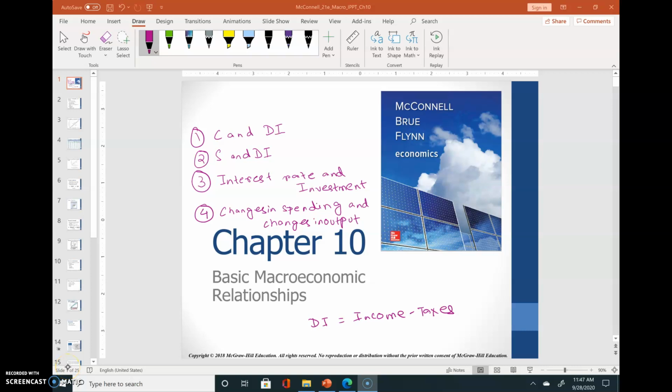Hey class, today we are looking at some basic macroeconomic relationships. We have a few learning outcomes. We look at the relationship between consumption and disposable income, savings and disposable income. And by the way, disposable income is the income that is left after paying our taxes. Number 3, we look at the relation between interest rate and investment. Number 4, we look at the relation between changes in spending and changes in output.